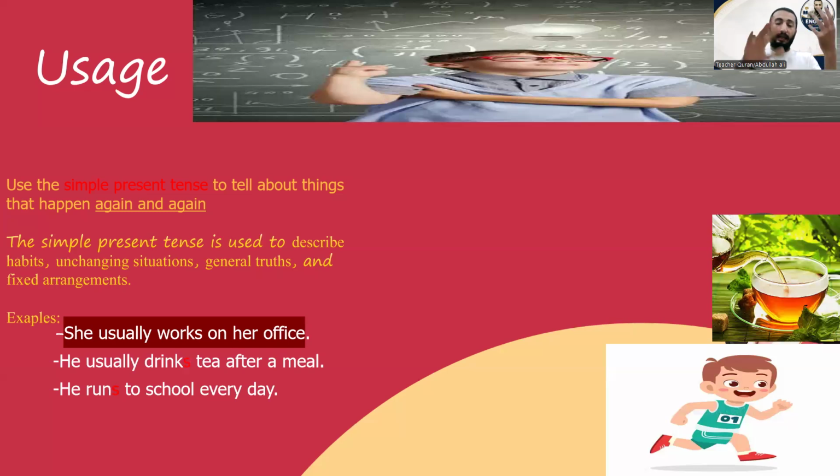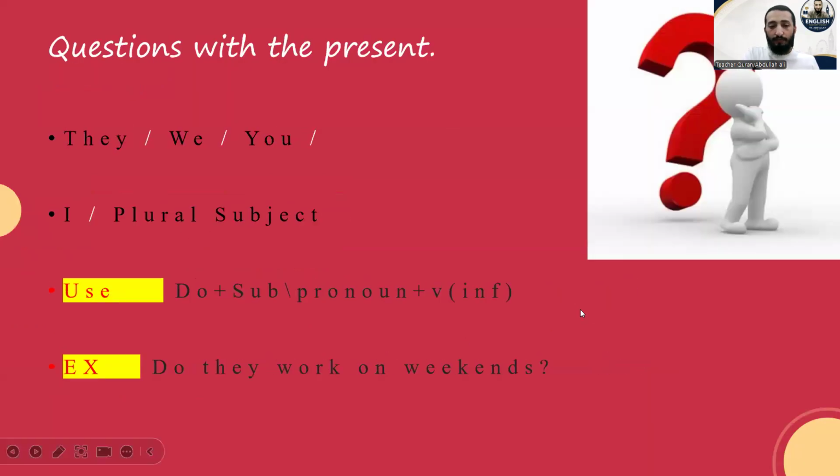Okay, so in a nutshell, let's recap real quick how we use this tense: to express your daily habits and changing situations. Something happens again and again. He runs to school every day. She usually works in her office. That means she goes to her office every day.